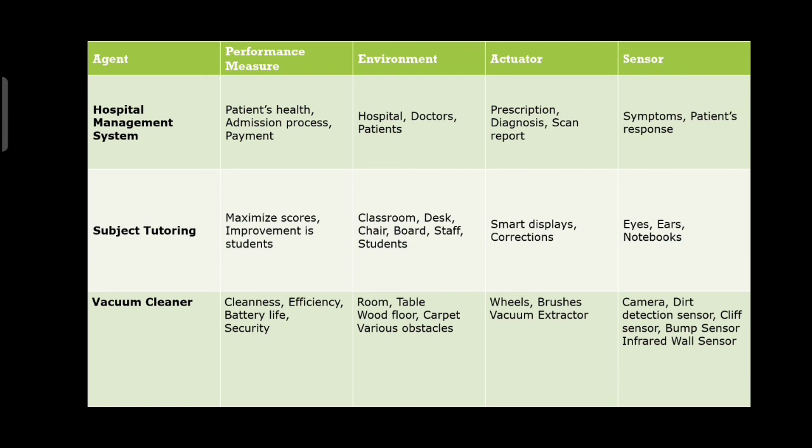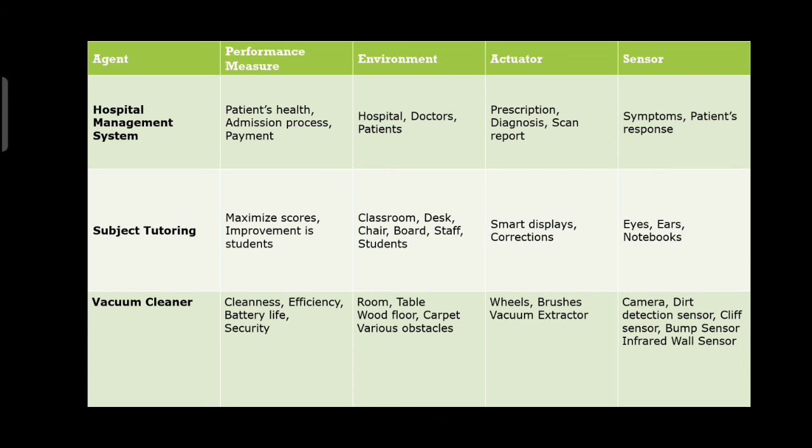The last example is the vacuum cleaner. In the last lecture we had taken this example, but the scope of that example was very small. We had taken a vacuum cleaner world in which there were two rooms, one vacuum cleaner, and some dirt. Now we expand the example and represent that agent in the PEAS representation model. The performance measure of this vacuum cleaner can be cleanliness, efficiency, battery life, and security.